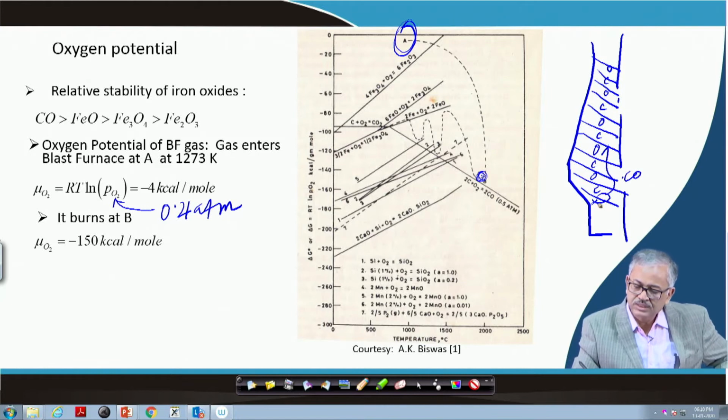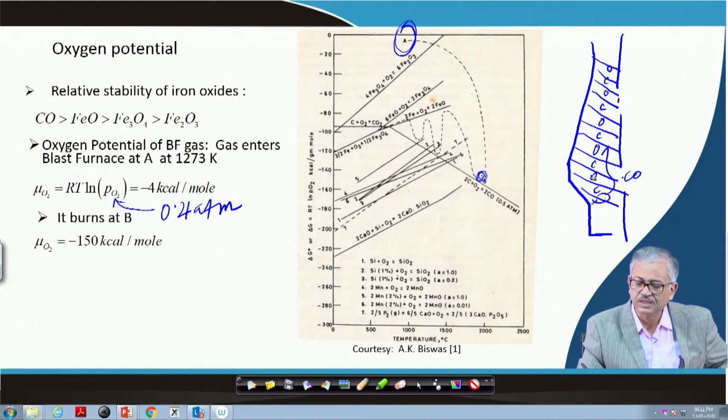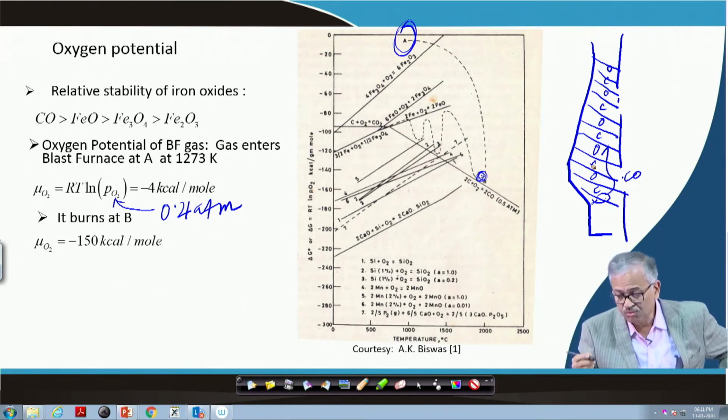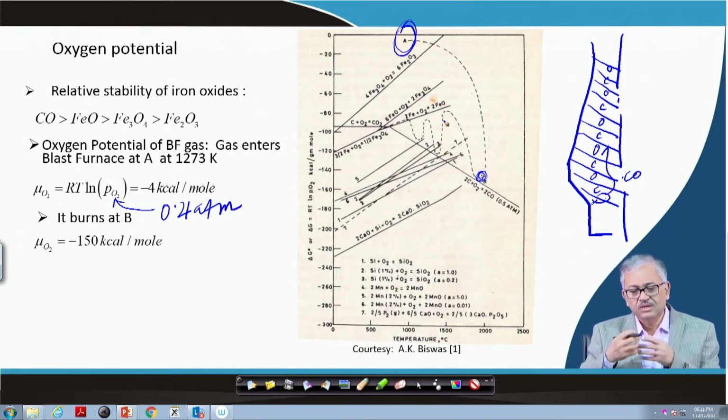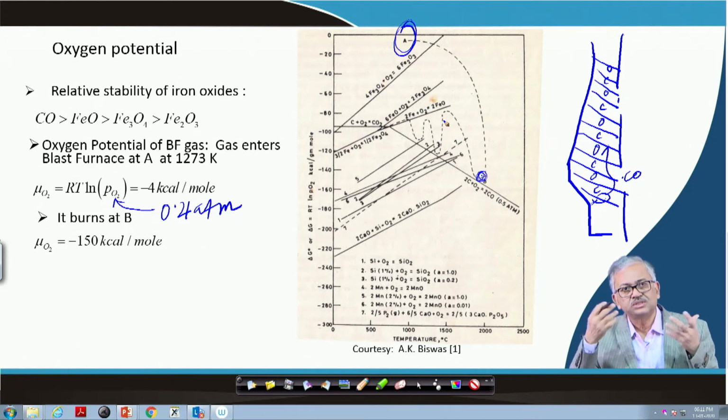So, when it comes in contact with the carbon, its oxidation potential is low there, and as it moves to the ore layer, basically FeO is there at this location. In the lower part of the furnace, it is only FeO that will be there. So, when it interacts with the ore, its oxygen potential will increase suddenly. Why does it increase? Because it will reduce the oxide FeO to Fe, and that oxygen will enter into the gas. So, when oxygen enters the gas, its oxidation potential increases.